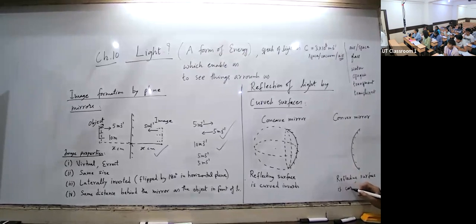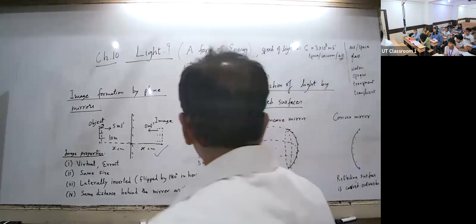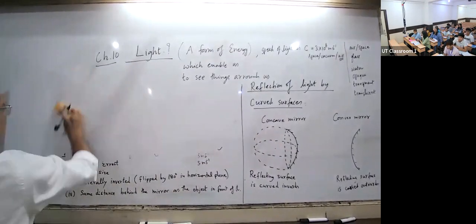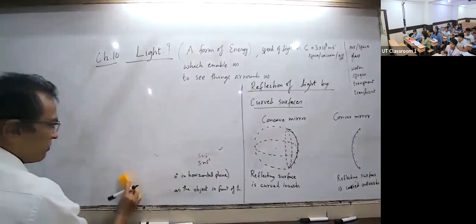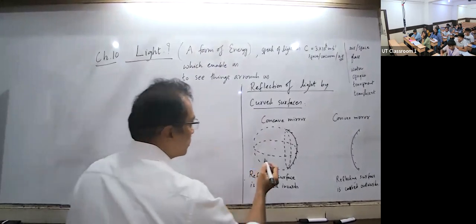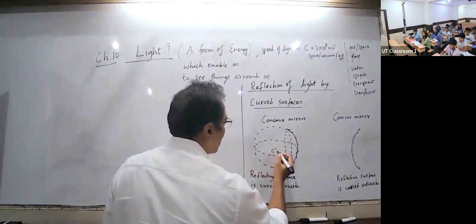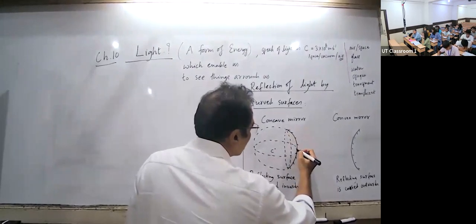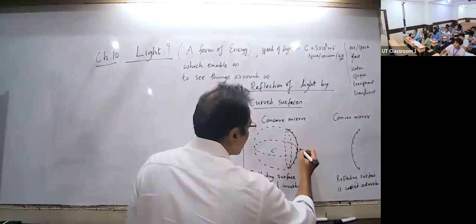Is curved outwards. Okay. So let us quickly understand a few terms associated with curved mirrors before understanding the reflection of light, but that will happen in the next class, I think. So obviously the sphere will have a center. Then this mirror will have a geometrical center, which is called the pole.